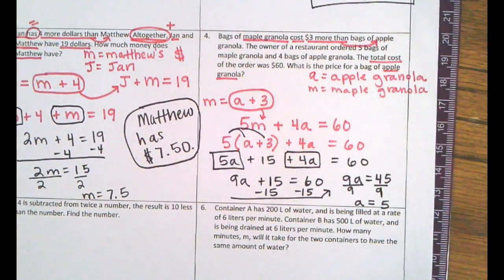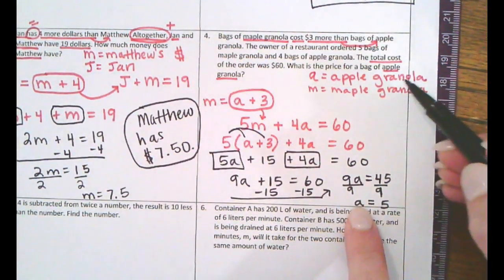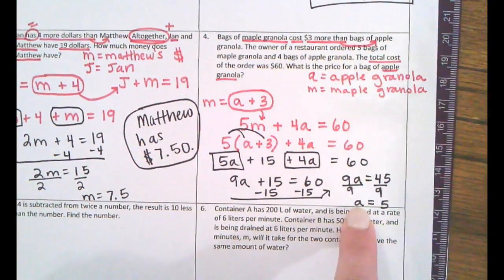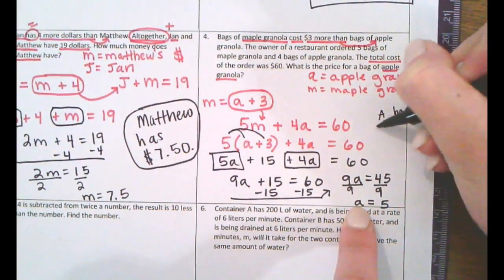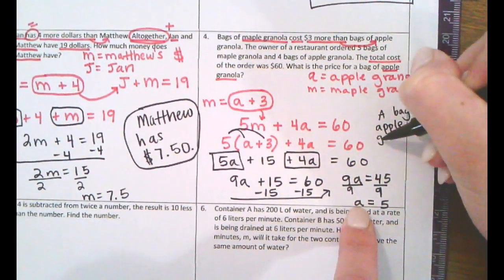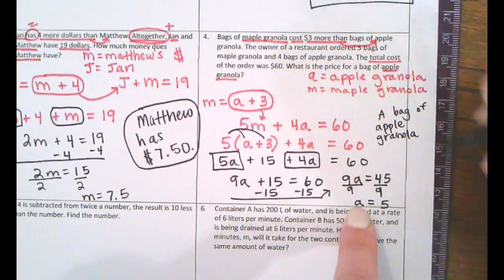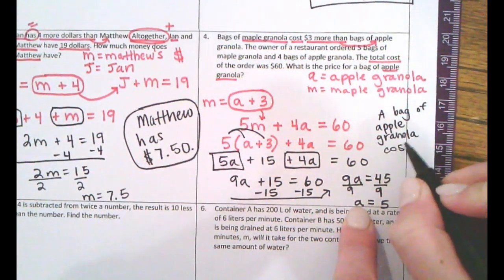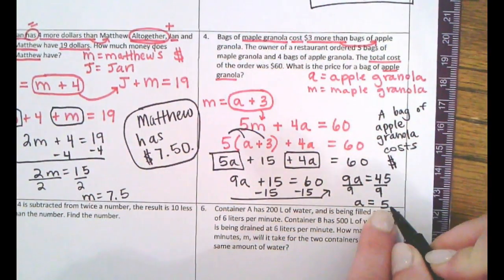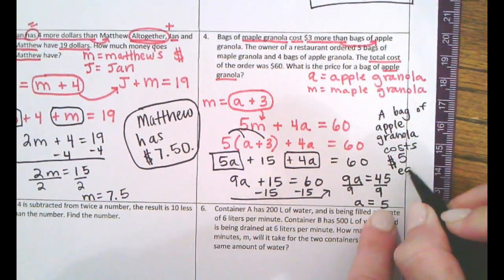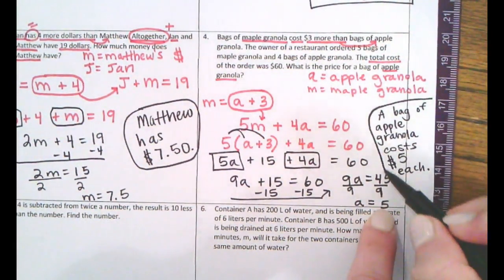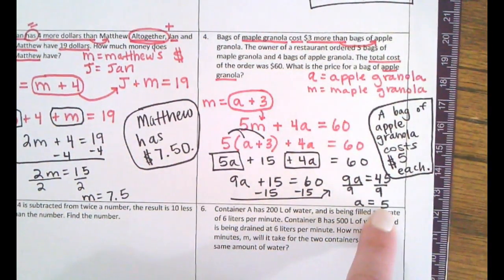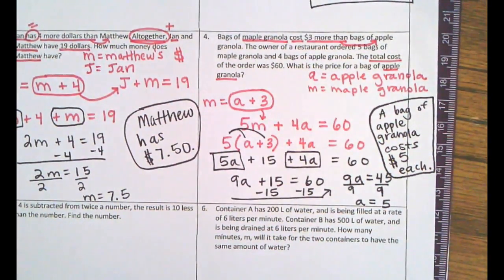So I have found the cost of a bag of apple granola because A represented the apple granola. My final answer I'm going to write as a sentence by saying a bag of apple granola costs $5 each. Okay. Moving on to the next problem.